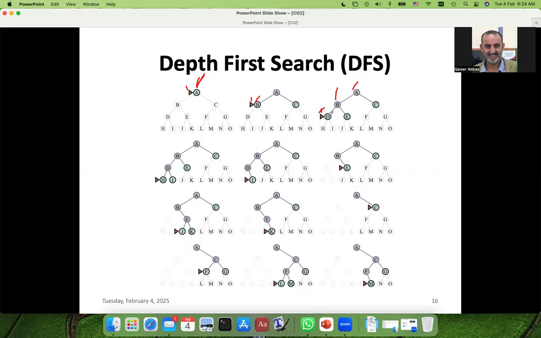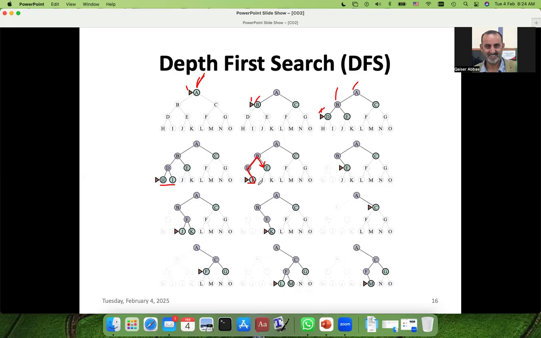So D will be selected, and then the new nodes will be generated and added into the frontier, which are H and I. And then from the left, the deepest will be selected, which is H, and it will be matched with the goal. No. Then it will move to I. It is not the goal. Then what will happen? It will go back. In the next step, it will go back and then select this E.